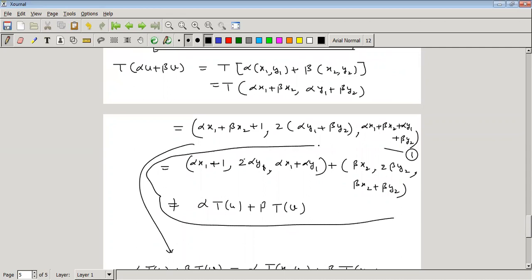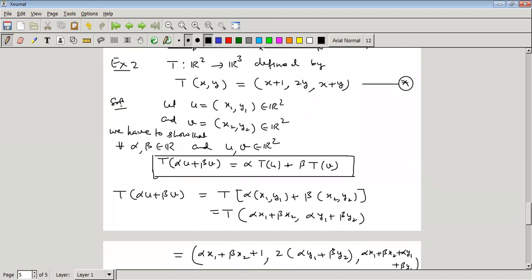If you face some difficulty in this step, then you can separately find the left hand side and then find the right hand side, and compare them. If both are equal, then it is a linear transformation. If not equal, then it is not linear. So what we observe: if we get any constant in the output of a transformation, then it is not a linear transformation.